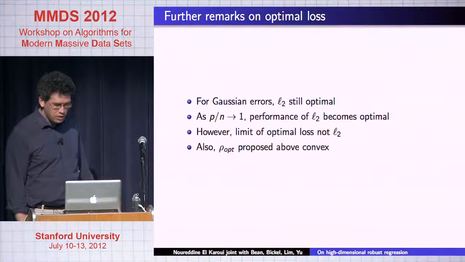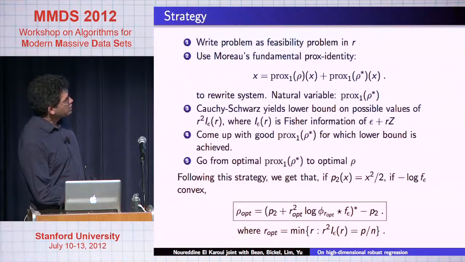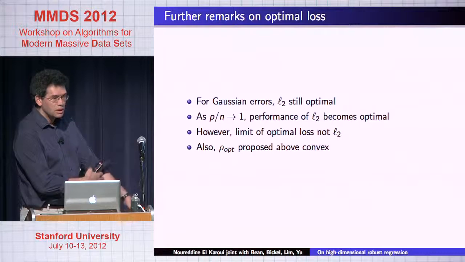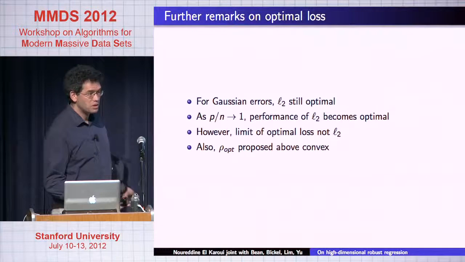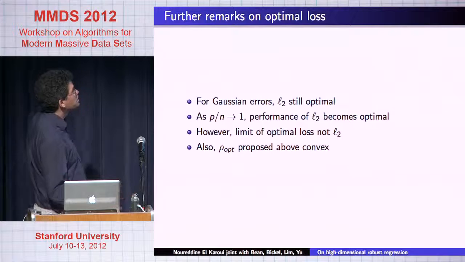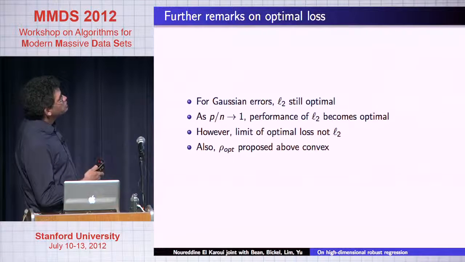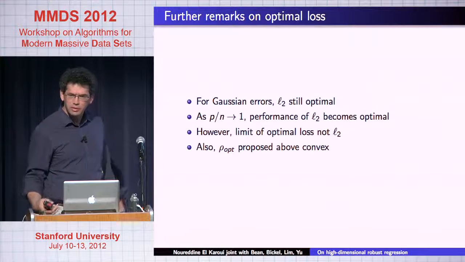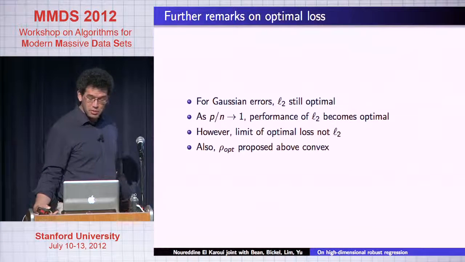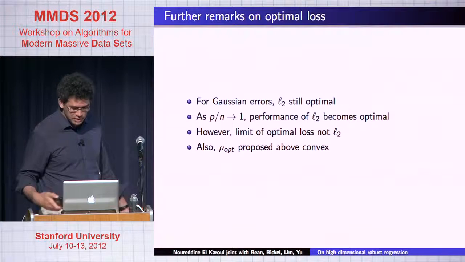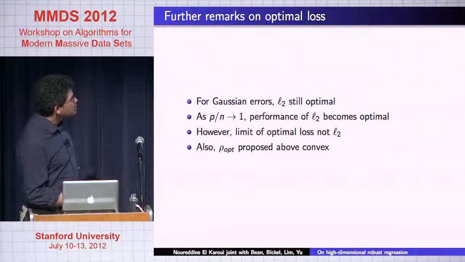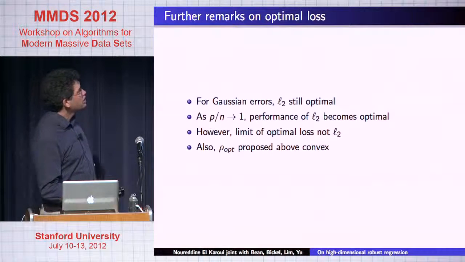Some remarks about this. For Gaussian errors, the convolution of two Gaussians is a Gaussian. So L2 is still optimal. So if the errors are Gaussian, basically the best you can do is least squares, okay, even in any dimension. When p over n goes to 1, you can measure the performance of any loss functions, and so you realize that the least squares estimator performs asymptotically optimally when p over n goes to 1. Okay, so actually OLS has lots of very nice properties.